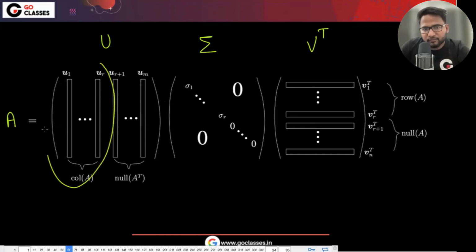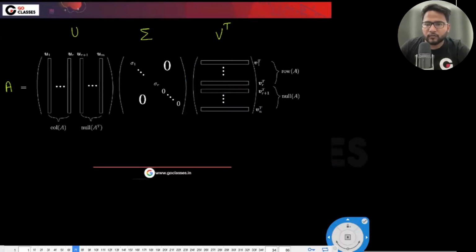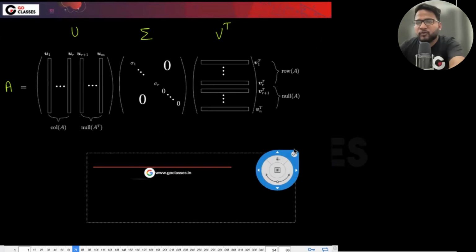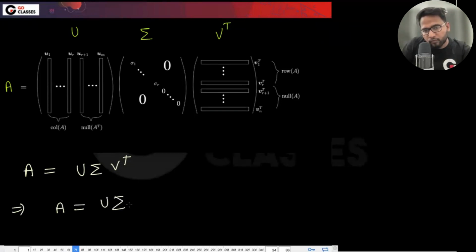So basically, these are the R vectors which are in the column space, and these n minus R vectors are in the null space. Is this clear to everyone? Why is that the case? Because if you multiply this SVD and rewrite it, we get A equal to U sigma V transpose, and from here A equal to U sigma V inverse. V transpose and V inverse are the same. From here, we get AV equal to U sigma.